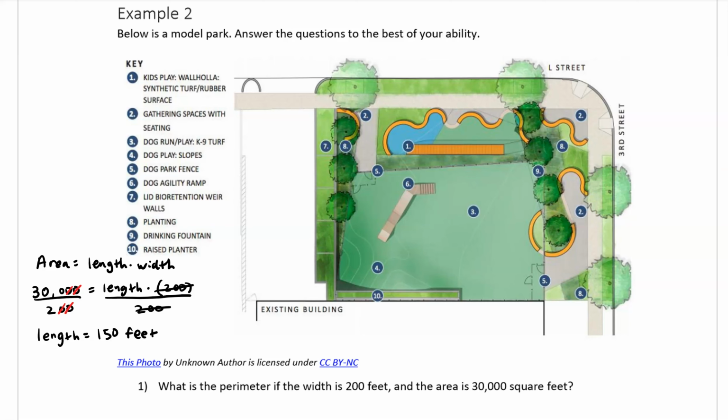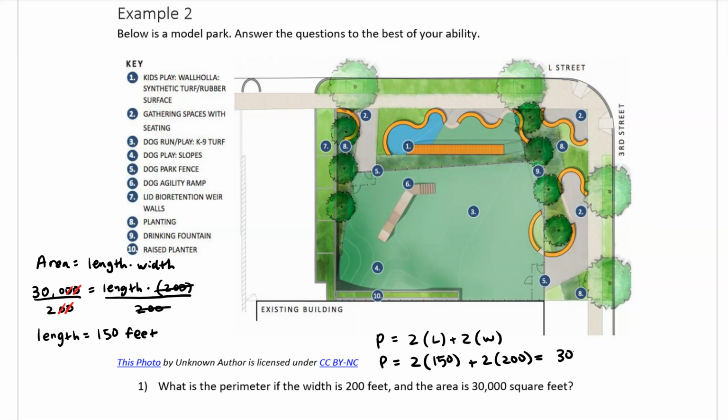So that is not what the question is asking, though. The question is asking what is the perimeter. So we found the length. Now we're still needing to find the perimeter. So the perimeter is equal to 2 times the length plus 2 times the width. So we found that the length was 150, and we know that the width is 200.